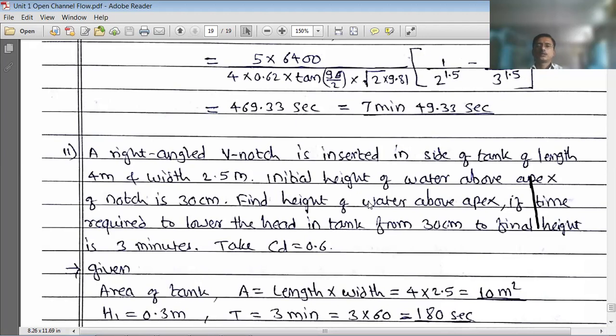So here time is given. Final height we have to find out. Initial height is given, h1 is given. You have to find out what is the value of h2. Solve this. Simple problem. Rearrange the terms. First put the values. Write down the given things.